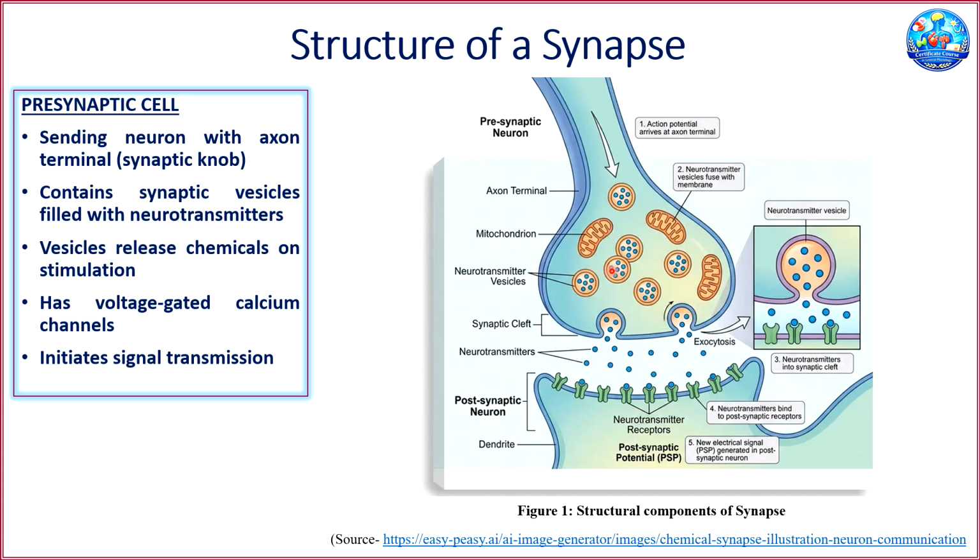This region consists of many synaptic vesicles, and these vesicles store the neurotransmitter, which is the chemical substance, say for example acetylcholine. They are synthesized here with the help of the ATP generated by the mitochondria. The synaptic membrane also consists of voltage gated calcium channels that are very much essential for the signal transmission. So this part initiates the signal transmission.